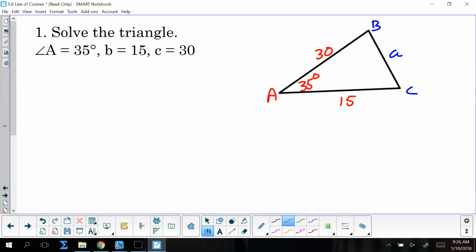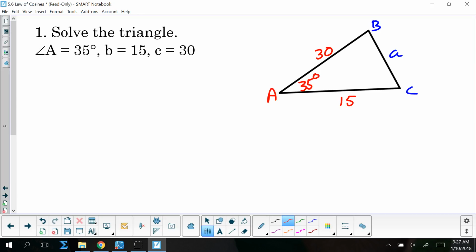Back when we were talking about the ambiguous case of the law of sines, we were talking about the different kinds: side, angle, side; side, side, side; side, angle, side; angle, angle, side; all those. Okay? This is a side angle side case. So in a side angle side case, we need to use the law of cosines, okay?